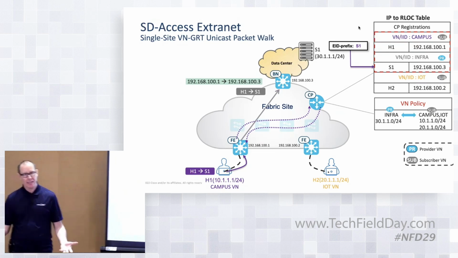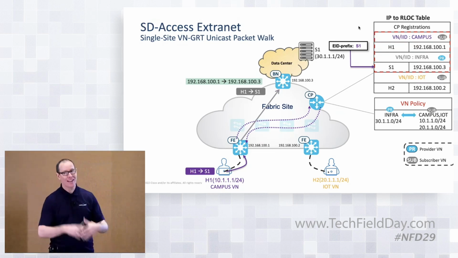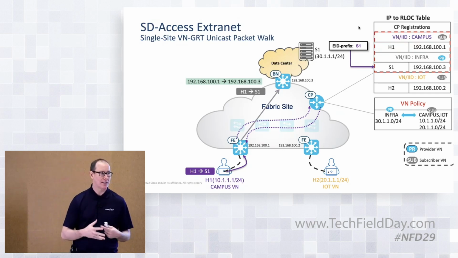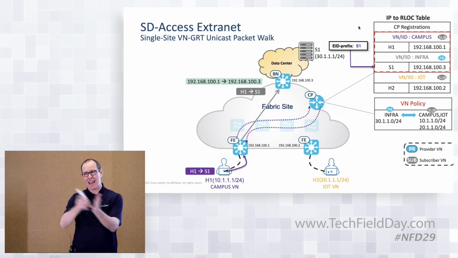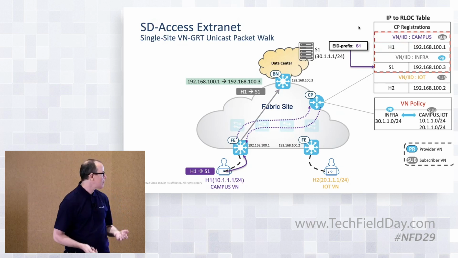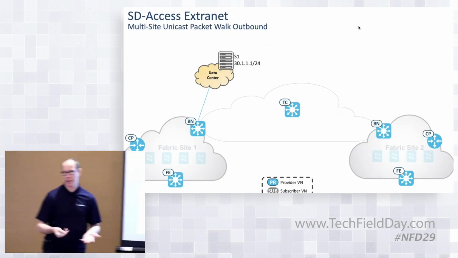Now, if I have a multi-site design, with SD-Access we can have a couple of different transit types. One's called IP transit, and that's where I'm just handing off VRF-lite, usually via BGP, pretty straightforward. But I can also have something called an SD-Access transit.